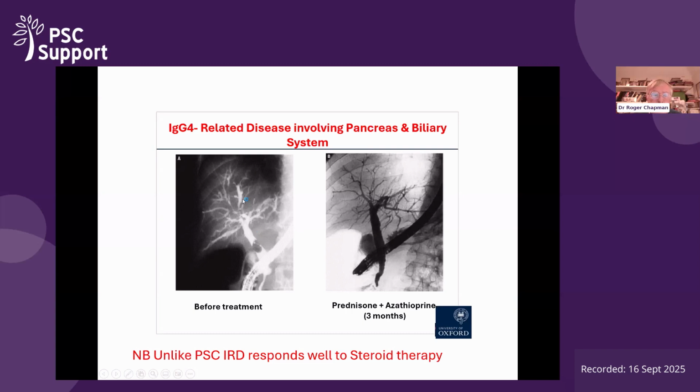When it first came out, I said we didn't believe it in the West, but we were quite wrong. It certainly exists, and exists in the UK as well. This is a condition which can affect the bile duct, causing main duct strictures and also multiple strictures of the biliary tree. Here is the same patient before treatment and then 3 months later. I promise you, you'll see the bile duct is completely normal after steroid therapy.